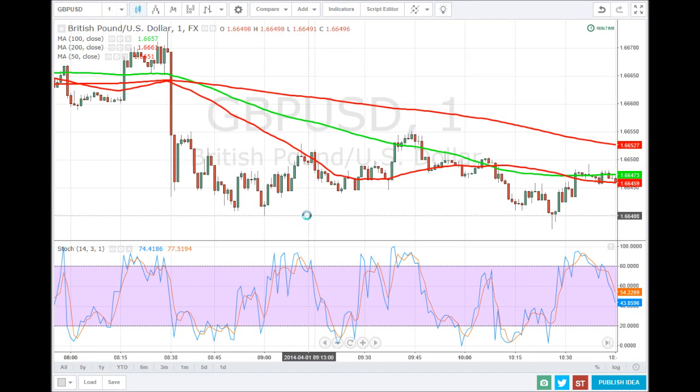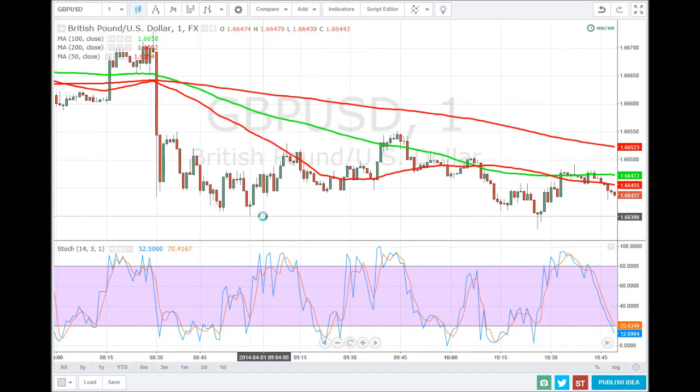Okay, so this is yesterday's price action. Once again, this is the pound against the US dollar, and it's a 1 minute chart. So our green moving average is between the reds. We're good to go. We're moving in a downwards direction. The 200 is above the 50, so we're looking to place puts.